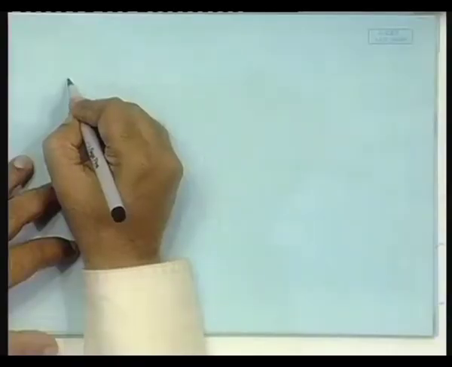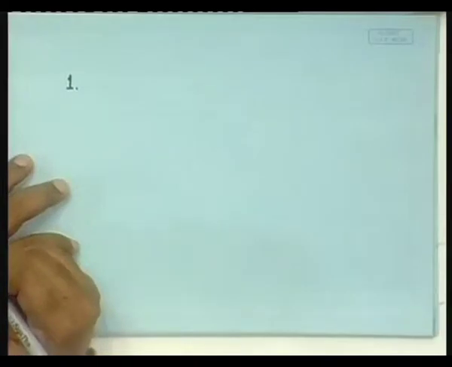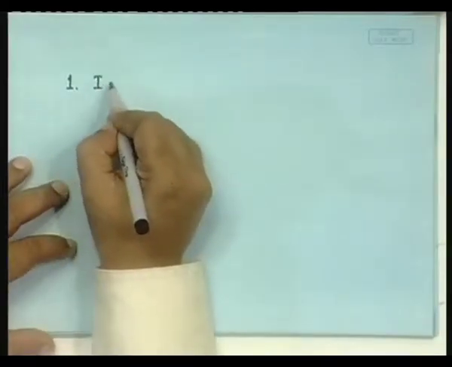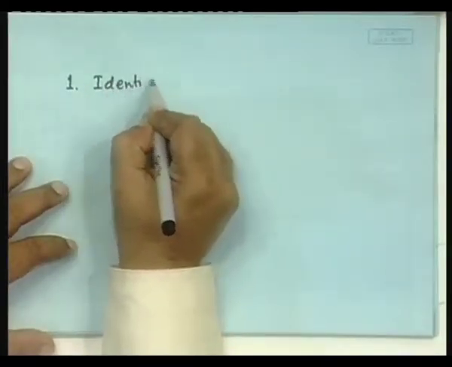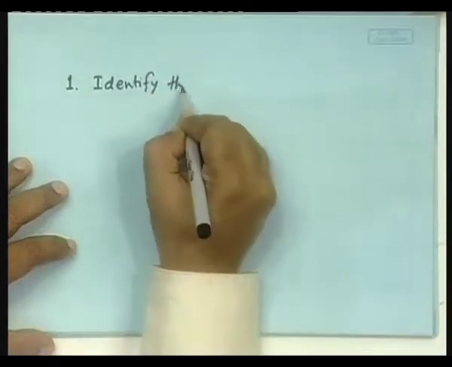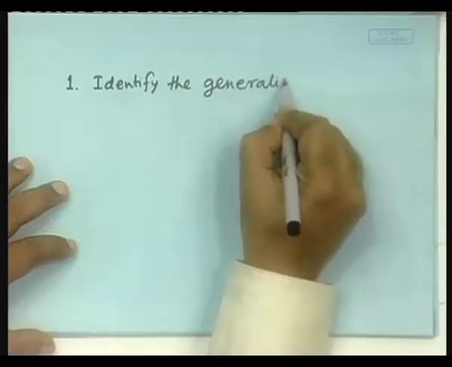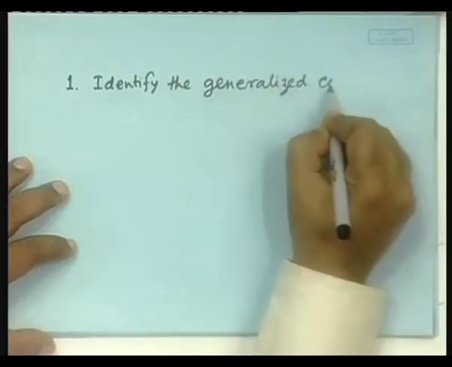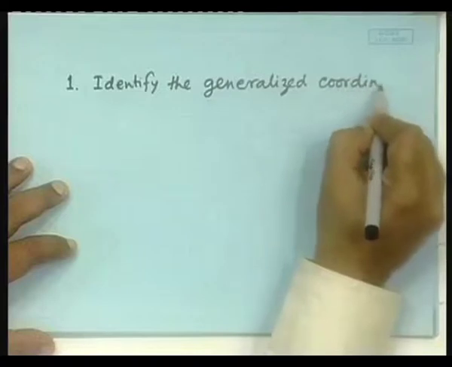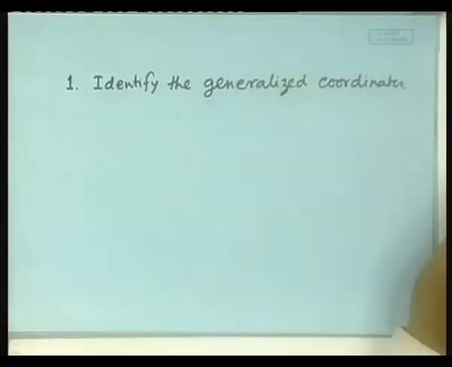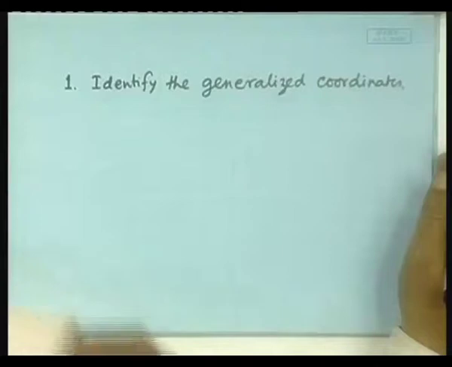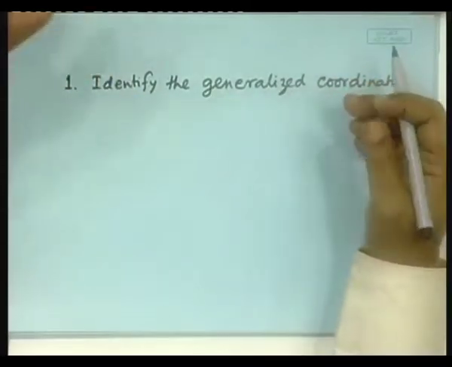So, the first step in the Lagrangian formulation would be, one, identify the generalized coordinates. Now, remember, this nomenclature, generalized coordinates, should not confuse you.